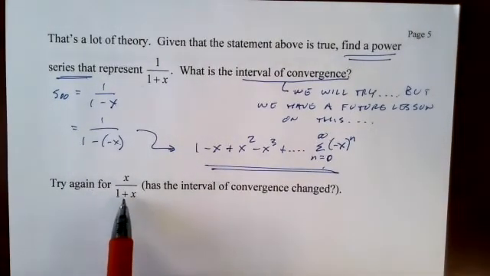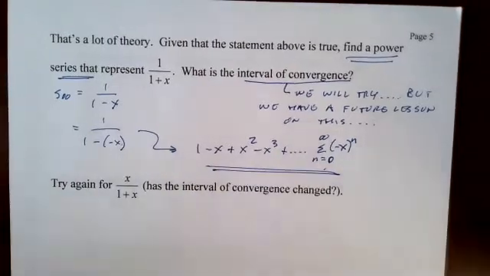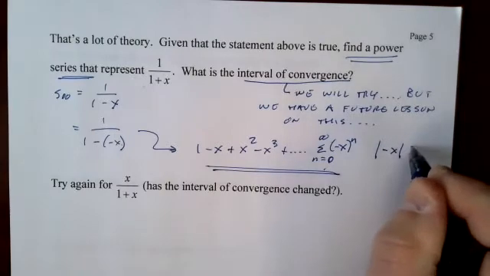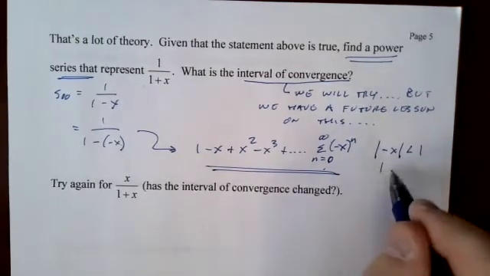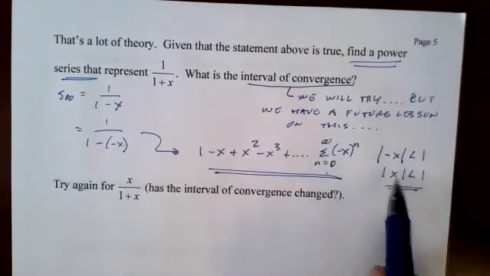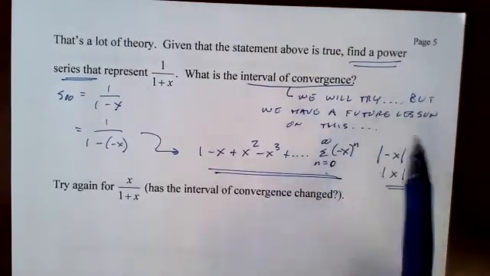Okay, try again for x over 1 plus x. Oh, we never did the interval of convergence up here. Now it would be the absolute value of negative x is less than 1, which is the same as the absolute value of x is less than 1. Don't get hung up on that. Like I said, we're going to come back later.